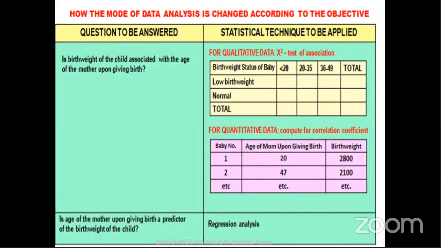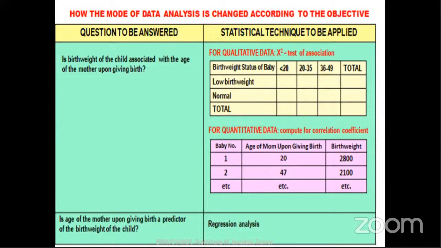We talk about the type of data. So, if the objective is whether the birth weight of the child is associated with the age of mothers upon giving birth. For example, that is your objective. Take note, you will not ask me again, Ma'am, what is the statistical tool? I will again ask you, what is the nature of your data? So if you're going to gather qualitative data, which was discussed by Sir Arman yesterday, there are two types, the qualitative and the quantitative data.